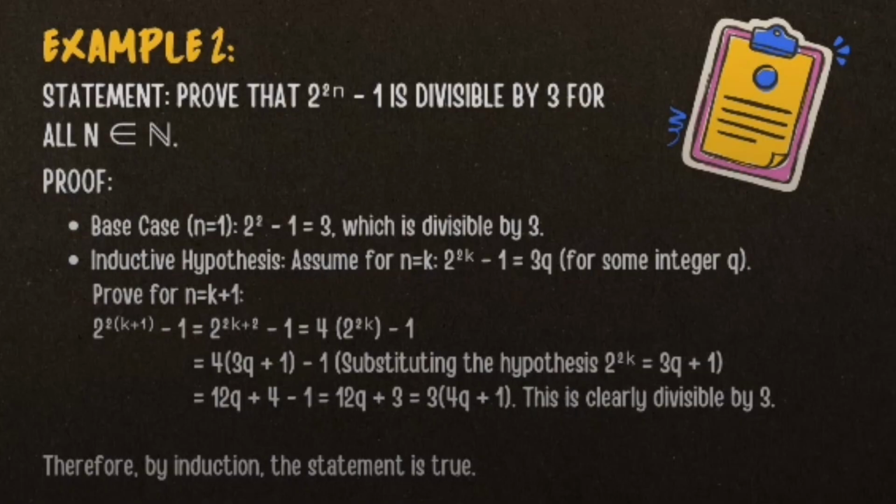We can rewrite this as 4 times 2 to the power of 2k, minus 1. So here's the clever part. We use our hypothesis to replace 2 to the power of 2k with 3q plus 1. This gives us 4 times (3q plus 1) minus 1 equals 12q plus 4 minus 1. And that equals 12q plus 3, which is 3 times (4q plus 1). This is clearly a multiple of 3, proving the inductive step.